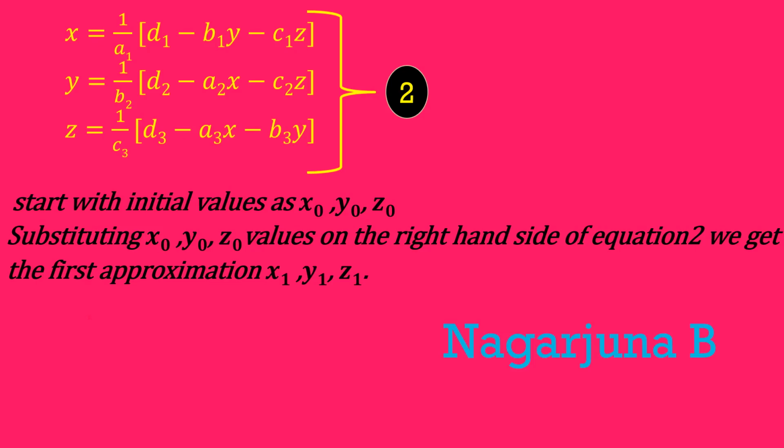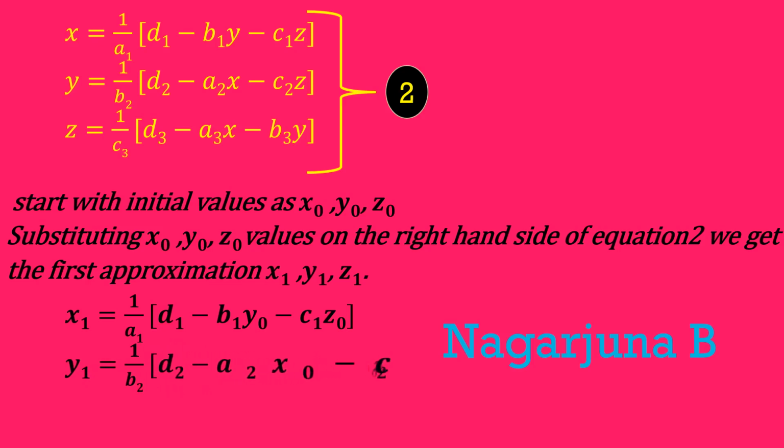So first, x1 is equal to 1 divided by a1 into d1 minus b1 y0 minus c1 z0. That is, we have just substituted y as y0 and z as z0. The next, y1 is equal to 1 divided by b2 into d2 minus a2 x0 minus c2 z0. x has been replaced with x0 and z has been replaced with z0. Those are the initial values.